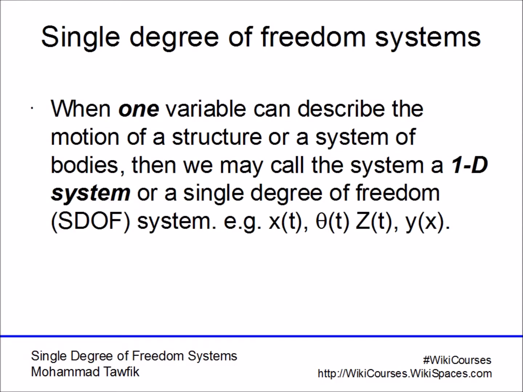Let's start by defining what a single degree of freedom system is. It's any dynamic system that can be described by the time variation of a single variable. For example, x of t, theta of t, angle of degree or temperature maybe, whatever, z, y, just a single variable. If you can describe everything in a system by the variation or the change in a single variable, then we can call that system a single degree of freedom system.